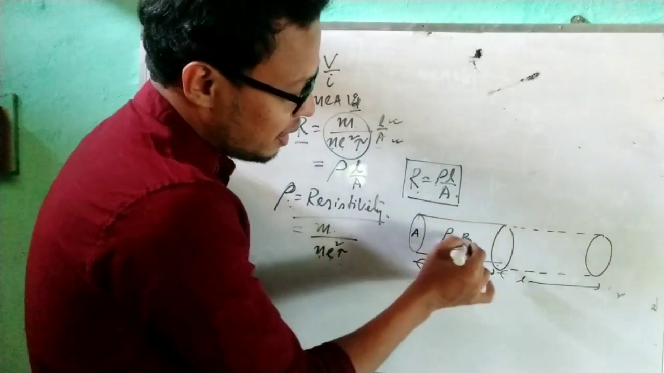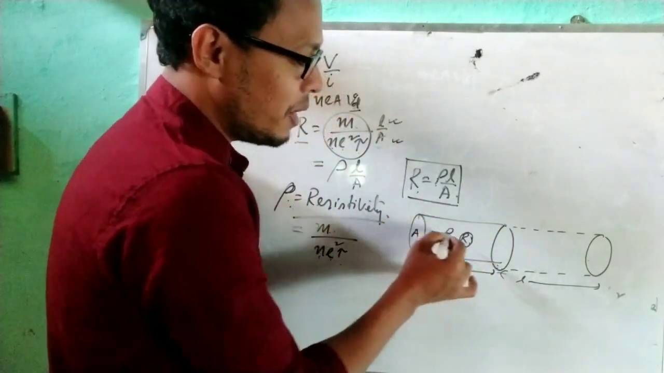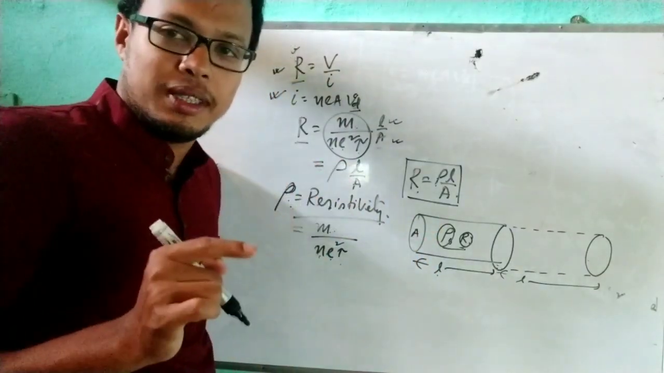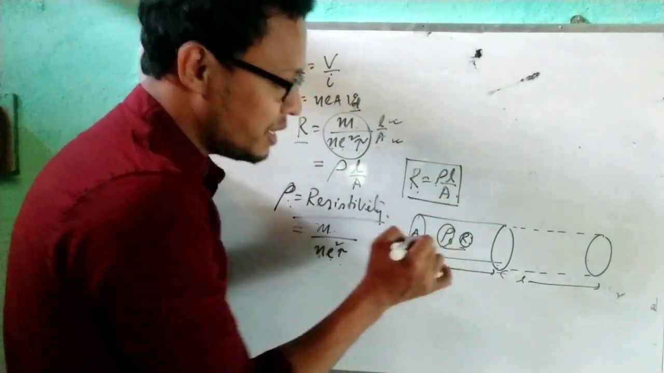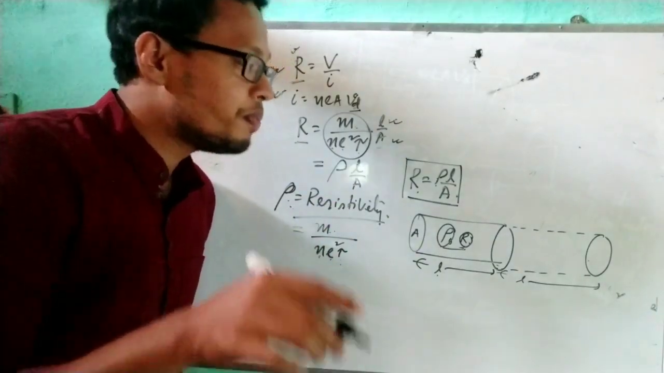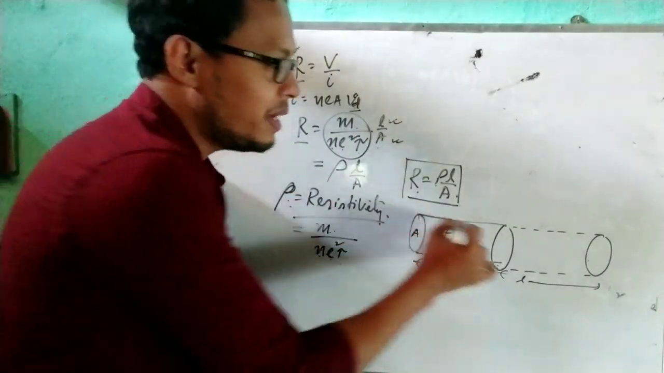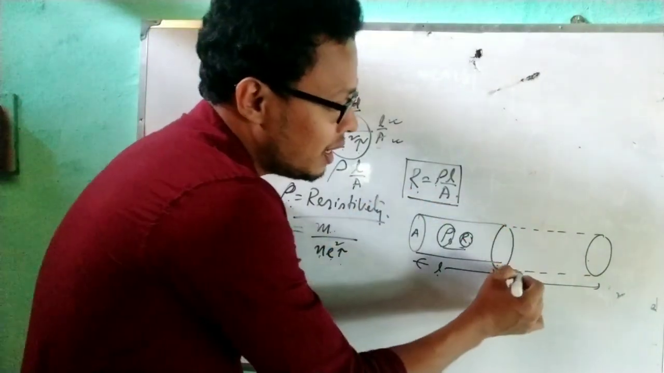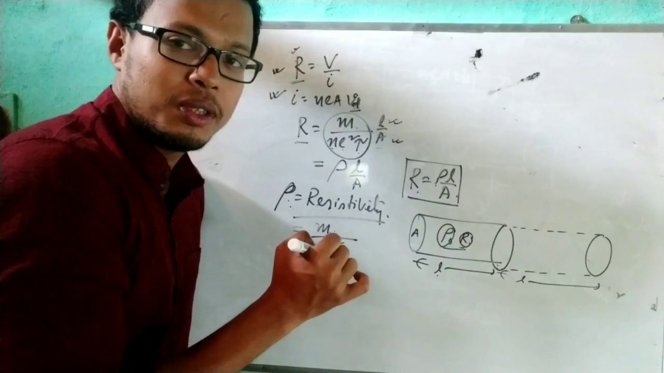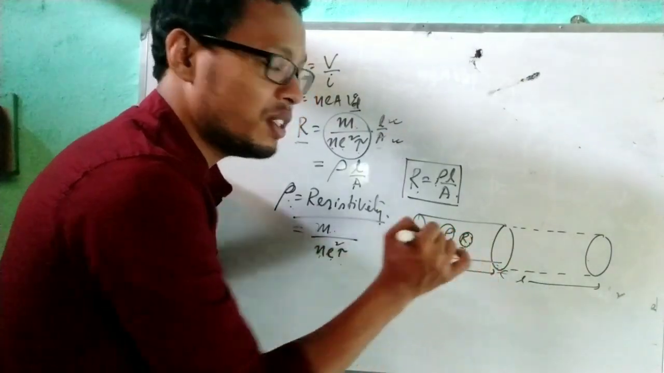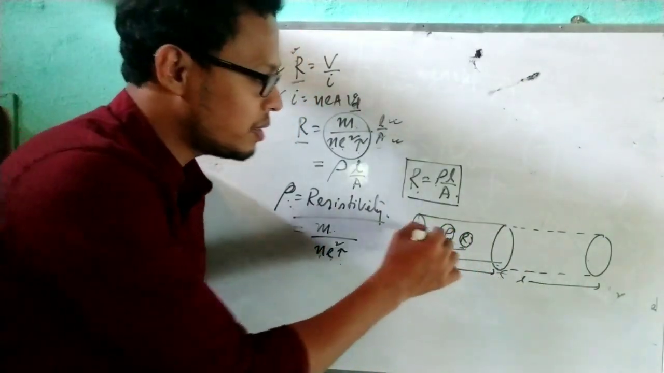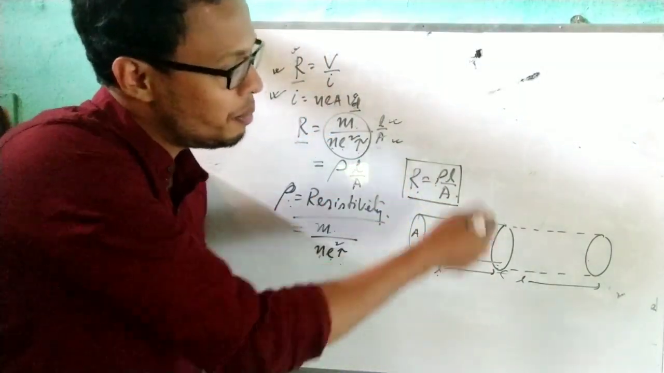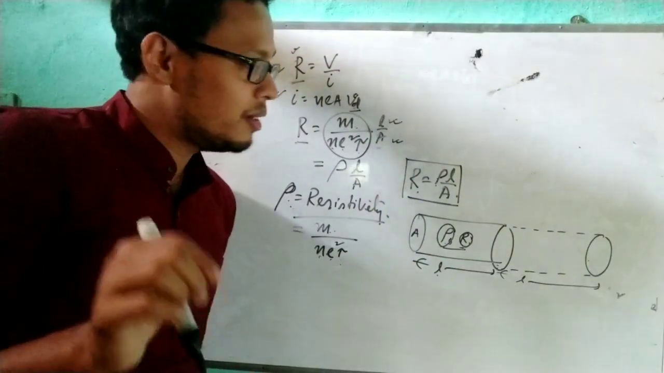In this case the resistance will change, but the resistivity does not change. Why? Because resistivity depends only on the material. I am not changing the material, the material is the same, but only the length and area are changing. So resistance depends on the shape, but resistivity does not depend on the shape. This is the main difference between resistivity and resistance.